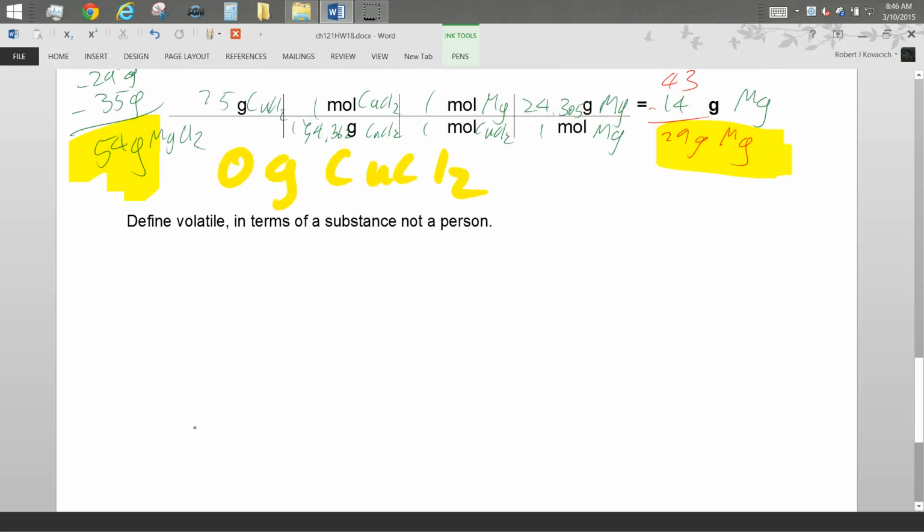And how about this last one? It evaporates really fast. It evaporates easily. So when I say something is a compound that is volatile, it'll readily evaporate. So can you give me an example of a compound that readily evaporates? A compound that's volatile? Alcohol? Sure, like rubbing alcohol.